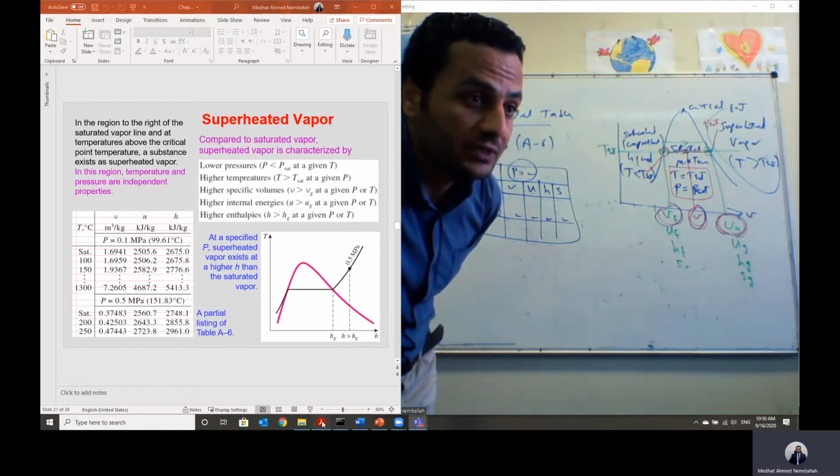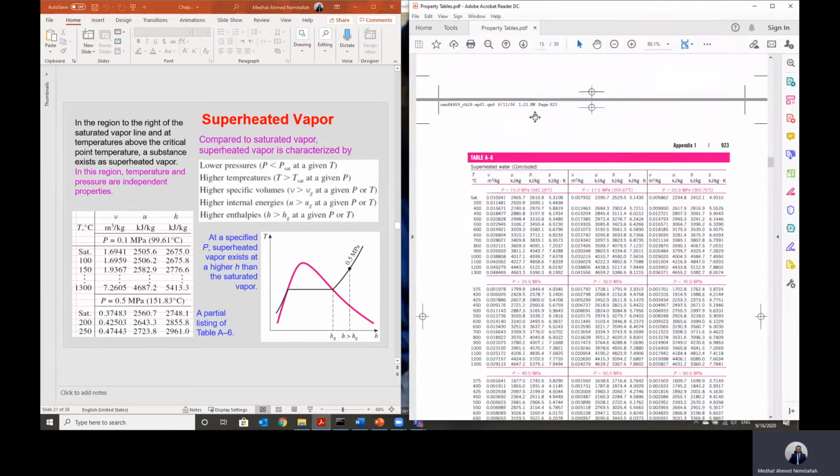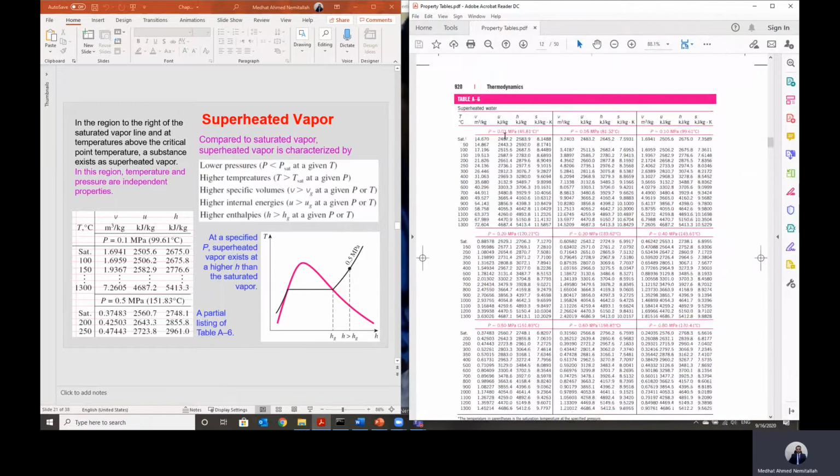You can look here at the tables. This is table A7, this is table A6. In table A6, you can see it starts with a pressure value equal to 0.01 megapascal. This is the pressure value, and for a range of temperatures starting from 50, it gives the value of the specific volume, internal energy, enthalpy, and entropy.